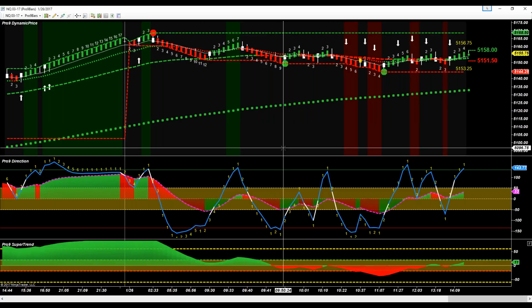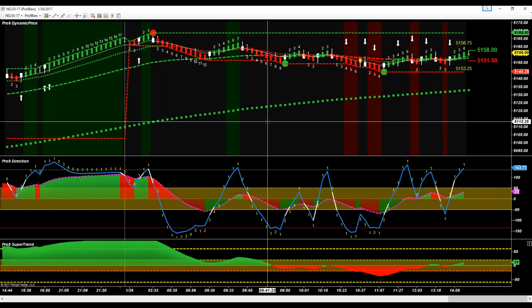JR is asking, what template gives me all the right buy and sell signals? This chart, this is the Pro9Trader template. This will let you identify all 6 of the trade setups from this one chart.